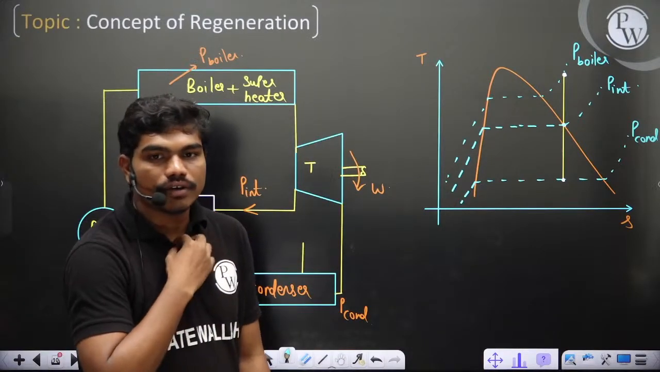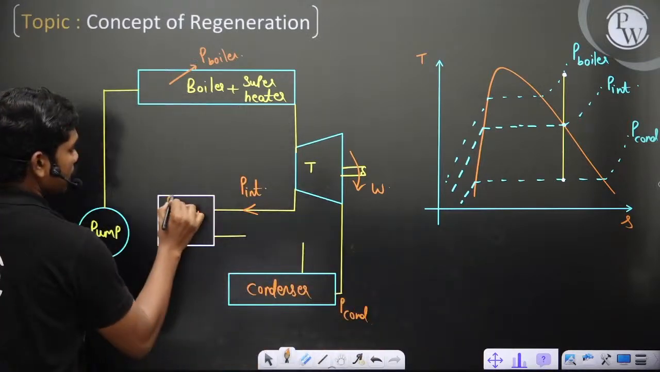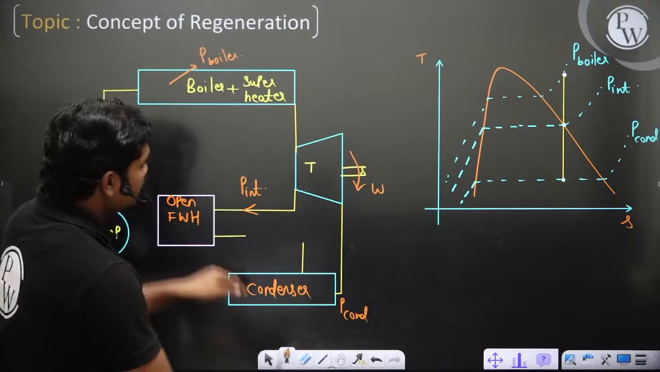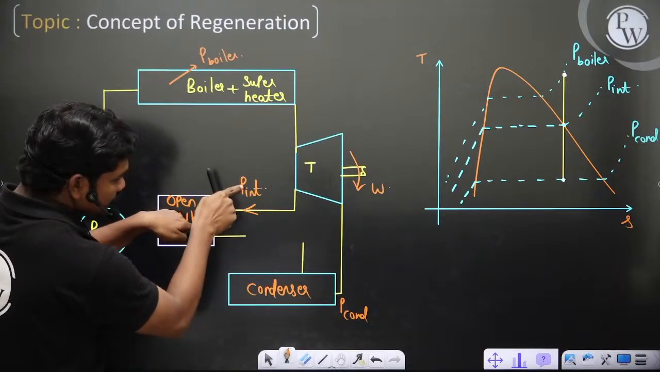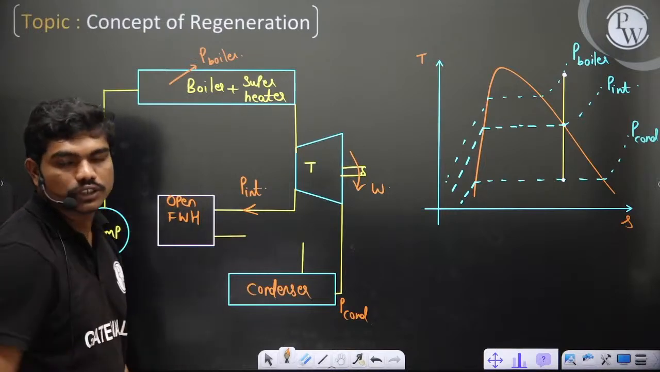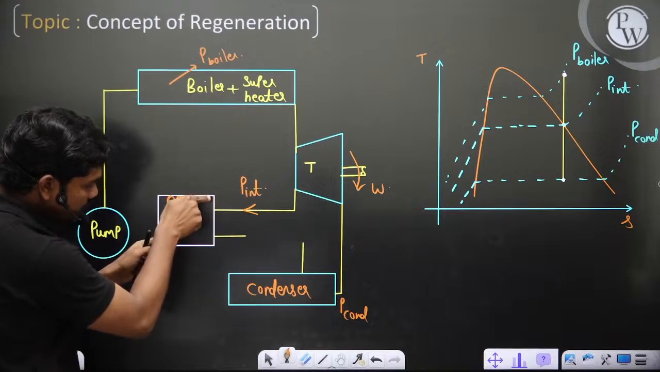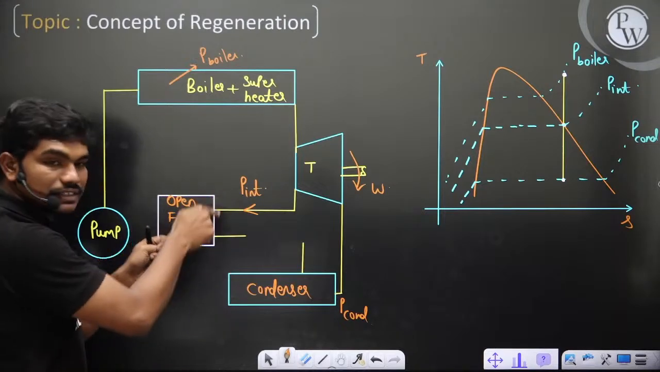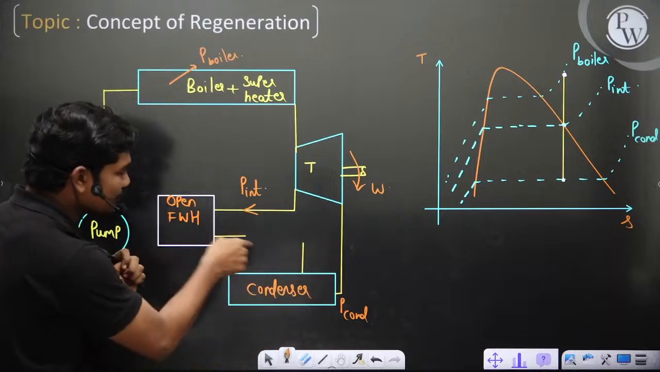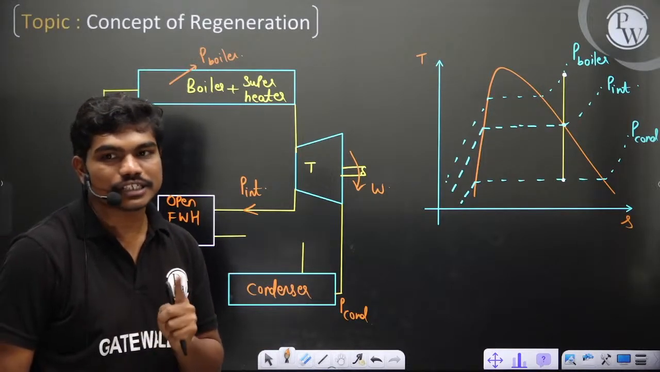Now if you have, for example, an open feed water heater, if fluids are trying to mix with each other, and this fluid is at a different pressure than that one, then definitely this fluid cannot mix effectively with that fluid. Yes or no? Try to understand the logic here. This is P condenser, but this is P intermediate. If these two pressures are clearly different, then in case of open feed water heating, this fluid cannot enter effectively into this feed water heater. Yes or no? Can you understand?